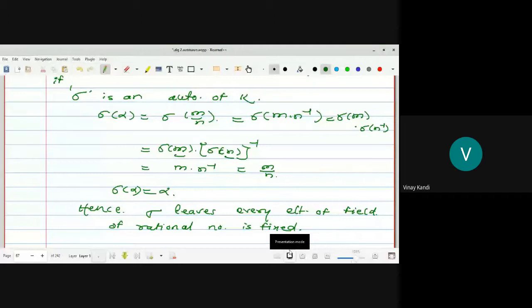Any doubt up here? Okay, so from today we will see the next chapter, finite fields and what is a constructible element.